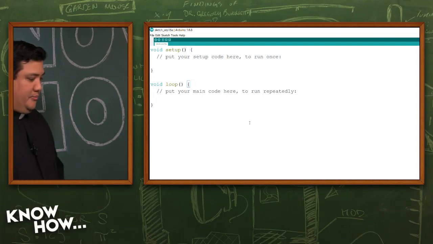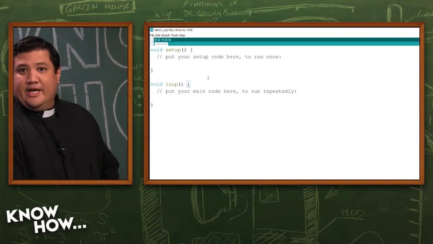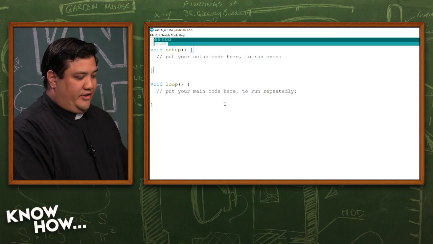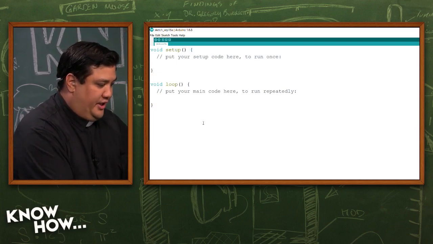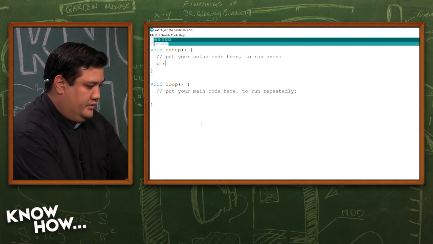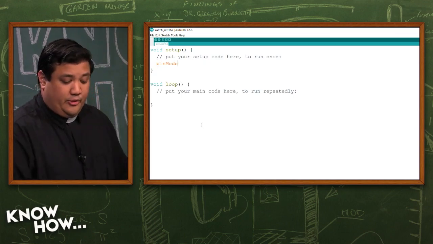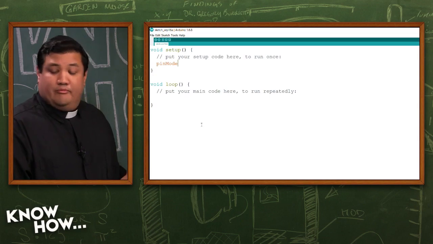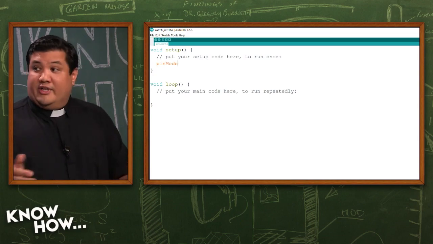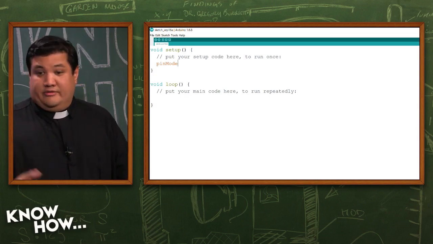First, with the setup, I need to tell it where it's connected, and I need to tell it what kind of connection it's going to be. So I'm going to say pin mode, and notice how it changes color. When it changes color, it means that the Arduino sketch environment has recognized that I'm going to be doing a function here. This one is built into the IDE, so I don't have to create it.